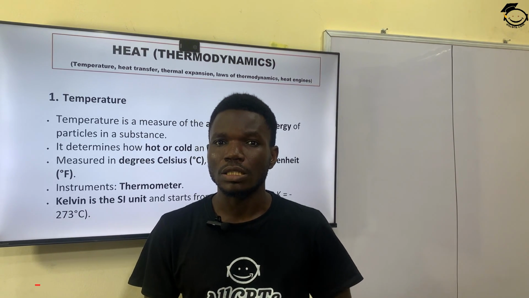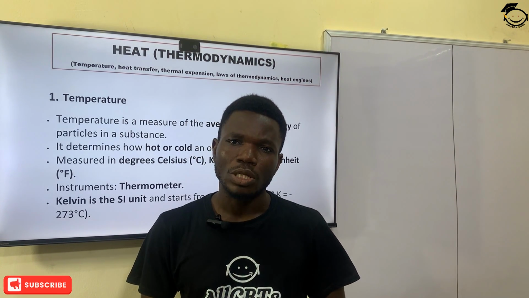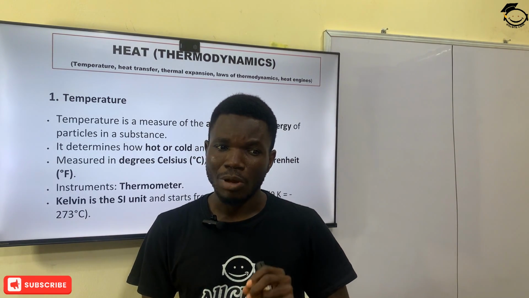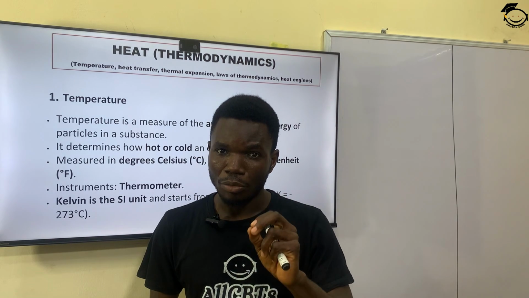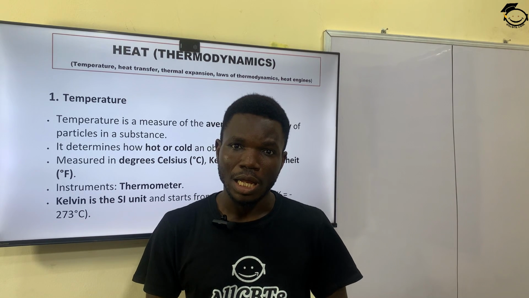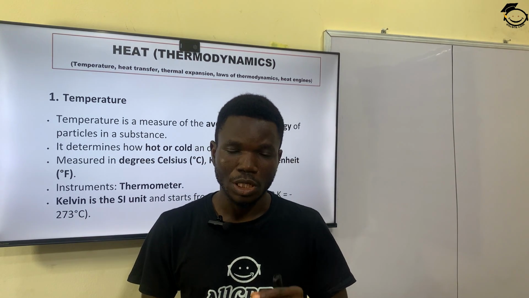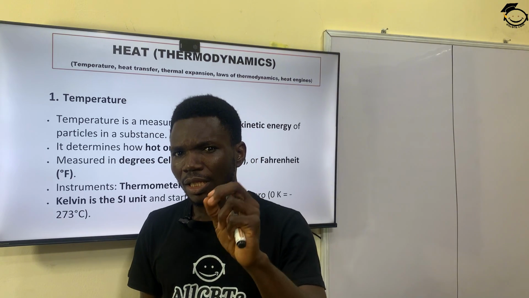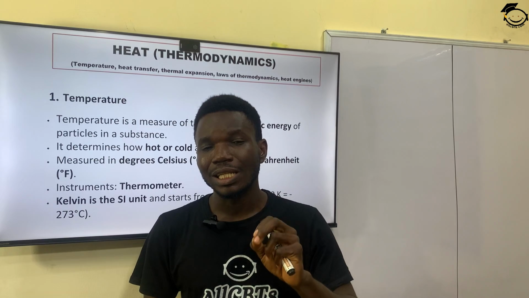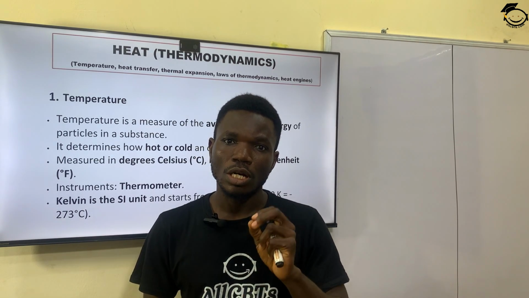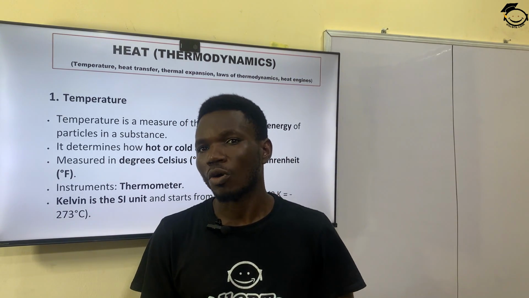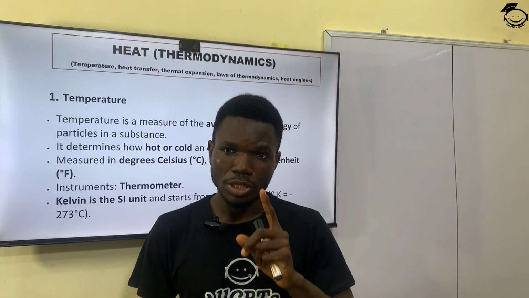This thermometer is the apparatus that we use for measuring temperature. And we have different types of thermometer. We have what is called the clinical thermometer, and we have the laboratory thermometer. The difference between the two of them is that the clinical thermometer has a constriction compared to the laboratory thermometer. Then temperature can be measured using different units, but the SI unit, which is the standard international unit of temperature, is the Kelvin. Kelvin is the SI unit because it has an absolute zero temperature of minus 273 degrees.